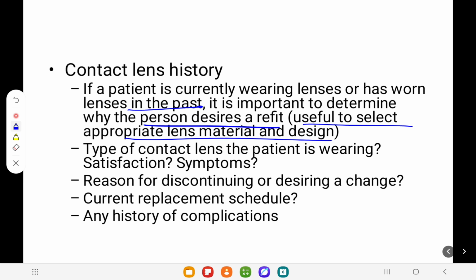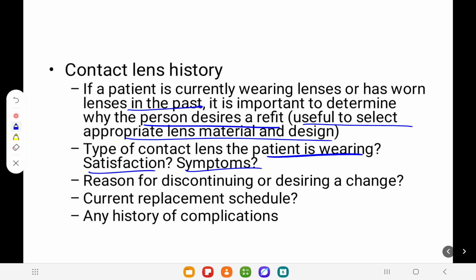Type of contact lens and the patient wearing. So what kind of contact lens is the patient wearing? Is he satisfied or not? Are there any symptoms or not? Especially symptoms like discomfort. Discomfort is one of the major symptoms why many contact lens wearers, especially new wearers, cease to wear contact lenses. It's very important, especially discomfort.